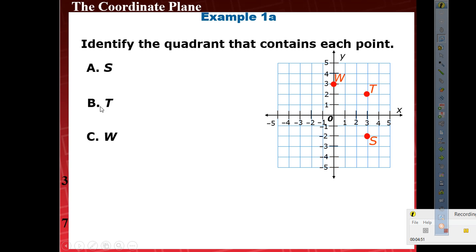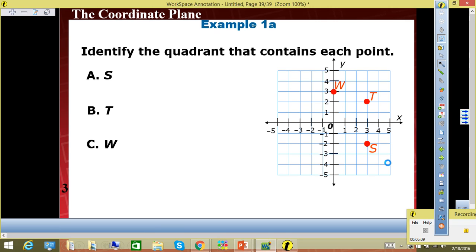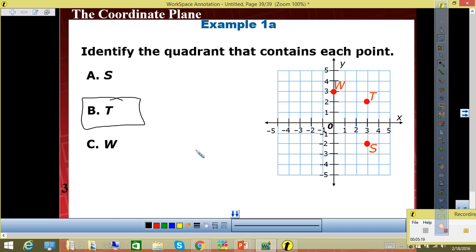So look at point T. I'm focused on this one right now. Tell your neighbor what quadrant that is in. Azul, what quadrant? So this is in Q1. Very good. How about point S? Brian. Oh, quadrant 4. That is correct.